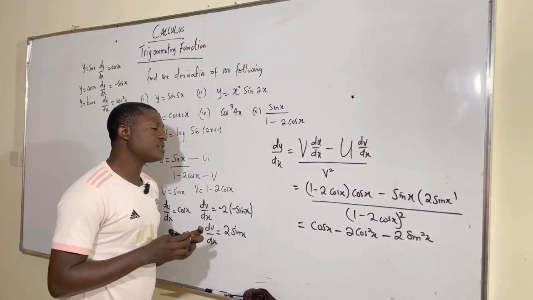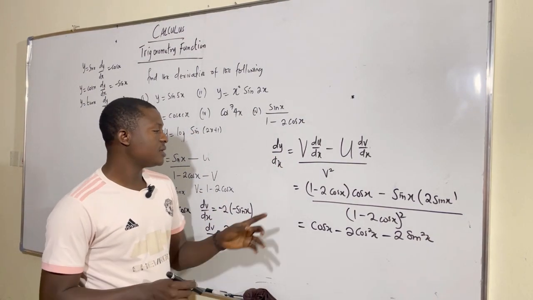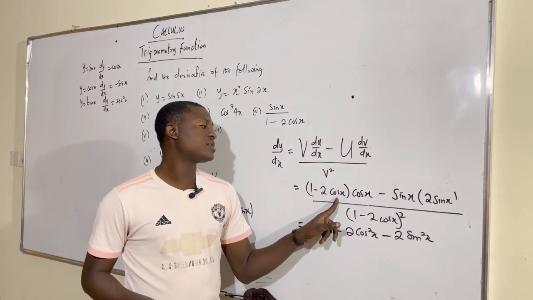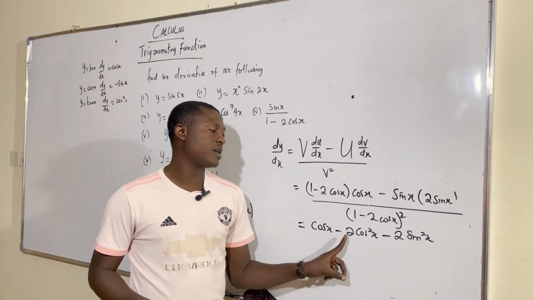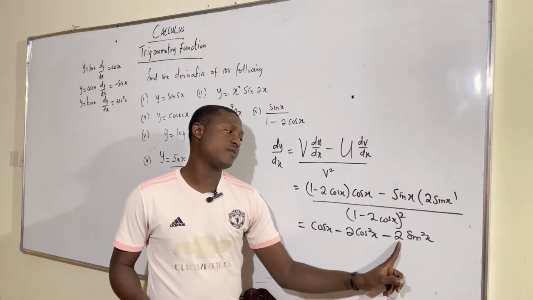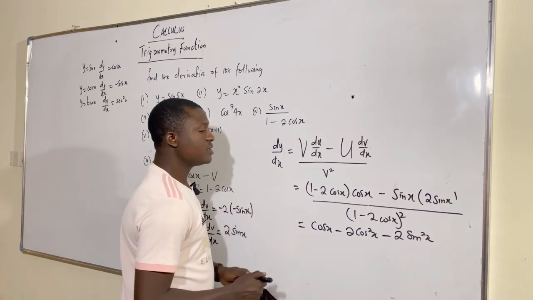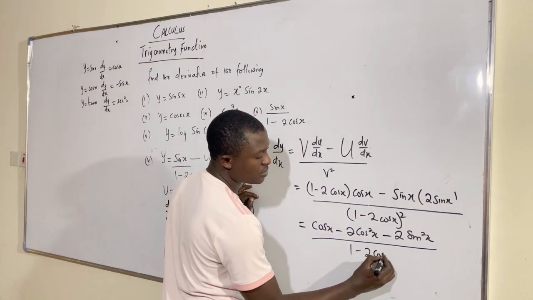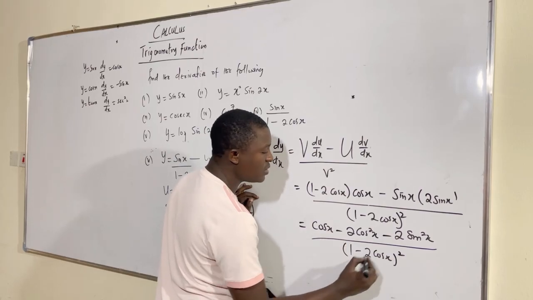So what did I do here? I only open the bracket. 1 times cos x, we are going to have cos x minus 2 cos x times cos x, and we have minus 2 cos square x, minus sine x times 2 sine x, and we have minus 2 sine square x. Then all divided by 1 minus 2 cos x all squared.